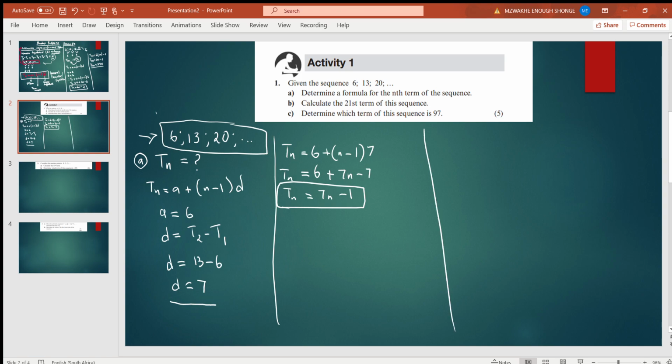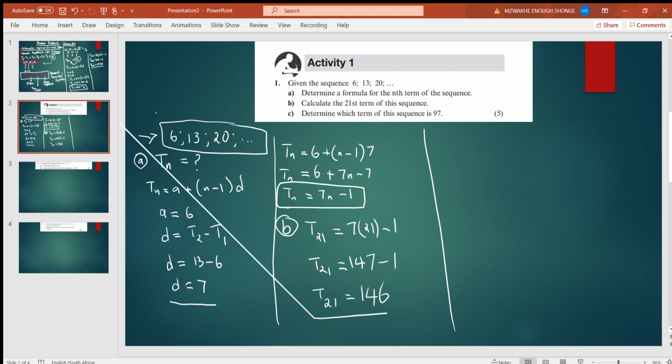Number B, they are asking, calculate the 21st term of the sequence, which is T21. So we're going to use the previous formula: 7 into 21 minus 1. So T21 equals, what is 7 times 21? 7 times 21 is 147, minus 1, so T21 equals 146. And we are done.